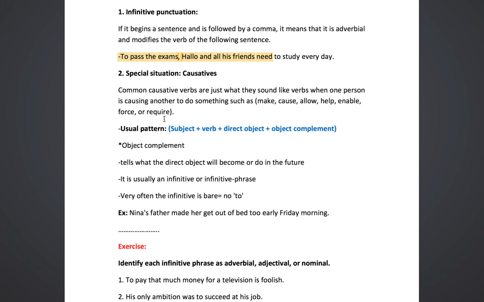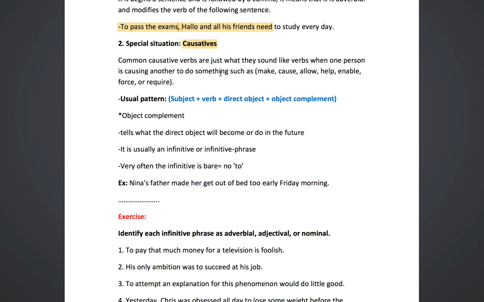Beside that, we have another function for infinitive phrases, a special situation, which is called causatives. When I studied the subject, that was the first time I heard this word. So you may not know it, and it's fine because we are going to explain it now: what causatives are, how they work, and so on.